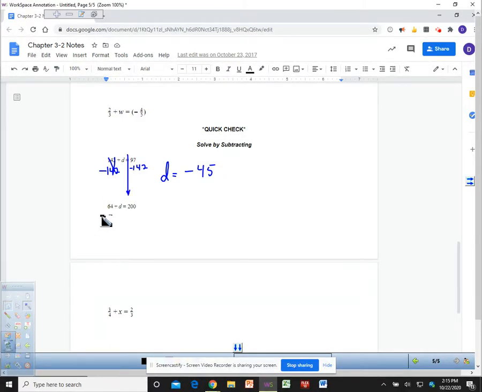Okay, same thing on the next one. Subtract 64, because we're dropping our anchor. This is going to cancel. And then you're left with just d over here equals 136.